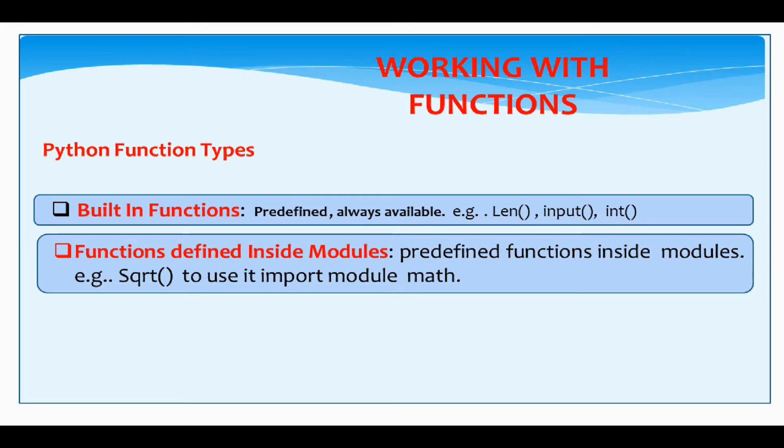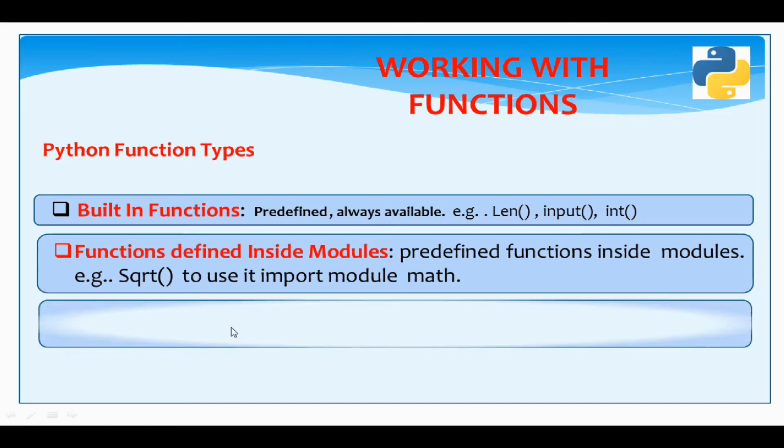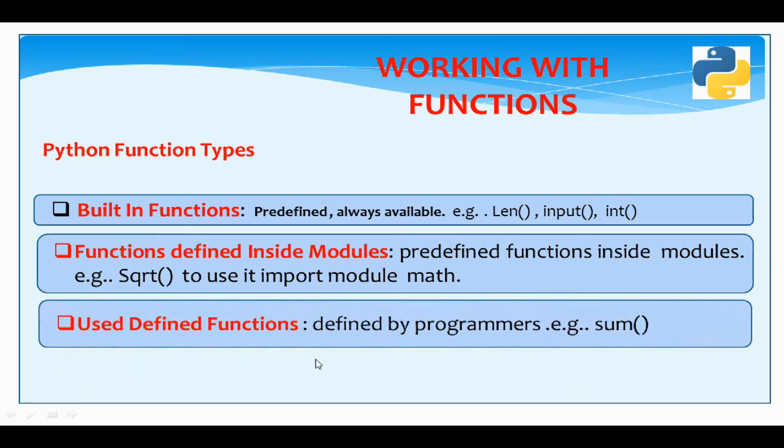These are the functions which are kept in separate modules, and to use them we have to import those modules in our program. For example, you have used the sqrt function last year, and for using it you have to import the math module. Now the third category is the user defined functions, which are defined by the programmers.